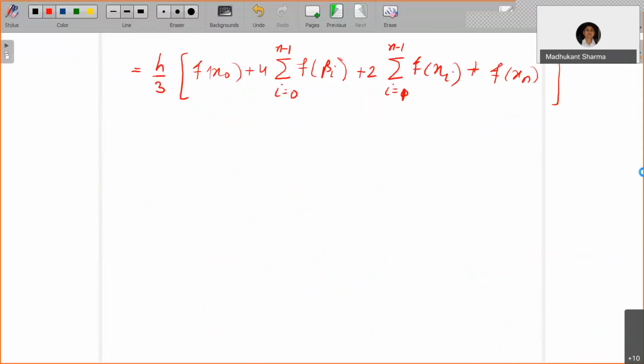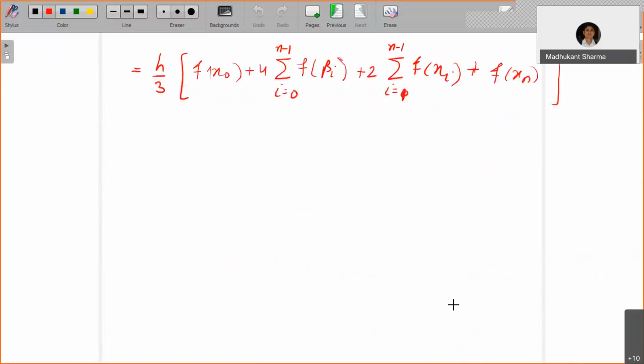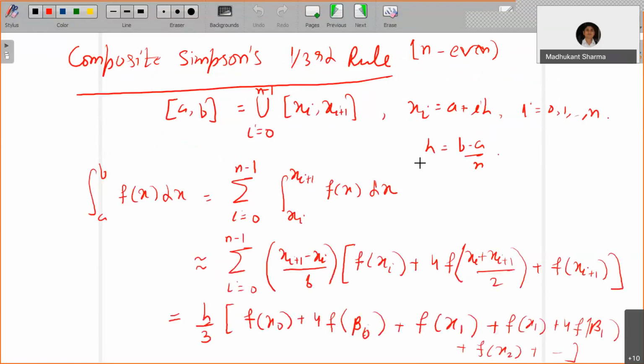So all these terms are repeated: f of x1, f of x2, f of x3, f of x4, the internal points you can say. These are repeated 2 times. What are beta i's? Beta i's are (xi plus xi plus 1) by 2. Okay, right. Now, any doubt here?